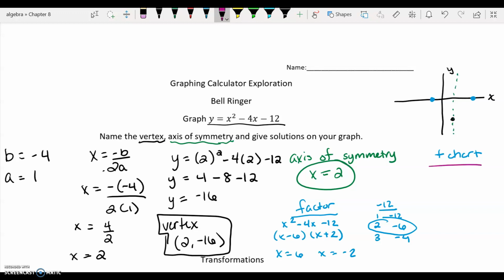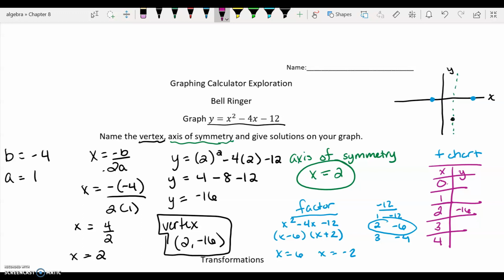If I did a t-chart, I could do x and y, find a couple other points. Remember, your vertex is the middle, guys. So if the vertex is the middle, I can use that to my advantage. Let's use 1 or 0. 1 will be the same as 3 because they're both 1 unit away from 2. 4 will be the same as 0 because it's 2 units away from 2. Remember, the vertex is the middle, so if I go left or right, I should get the same value.